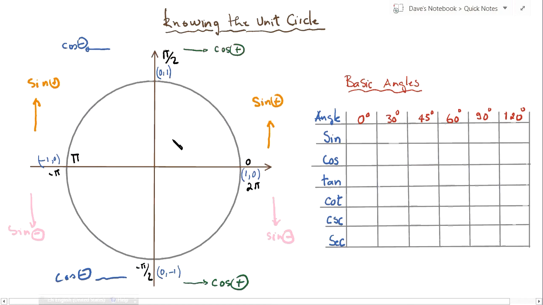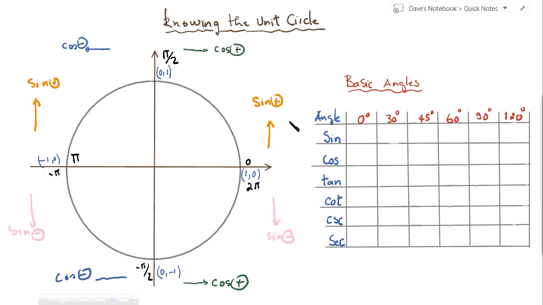Now we would like to figure out how to fill up these basic angles right here, the basic values of these angles. Those are angles that are normally used a lot, and we can try to find those values with the unit circle.